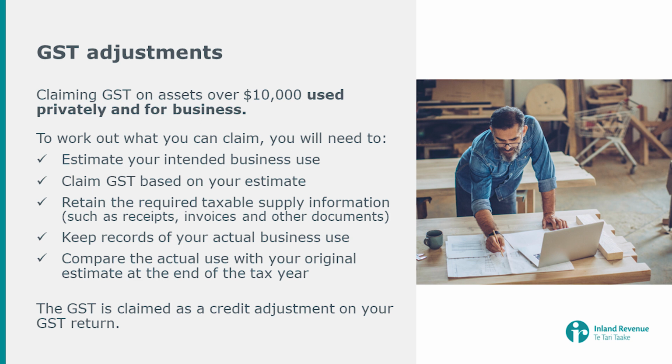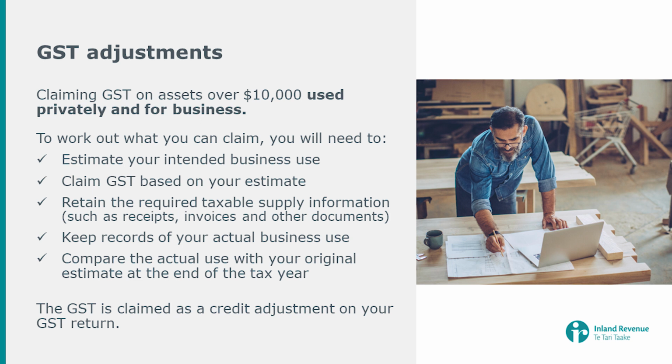We must also have the required taxable supply information when we make the claim. The information may be contained in receipts, invoices, or other documents. Note: you'll need to keep records of the actual business use. For a car, this could be a 90-day logbook if this is reflective of your typical use.